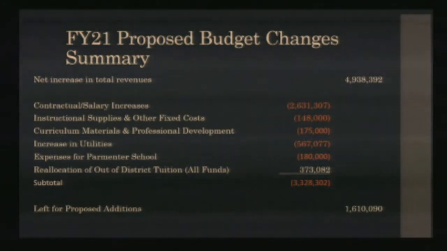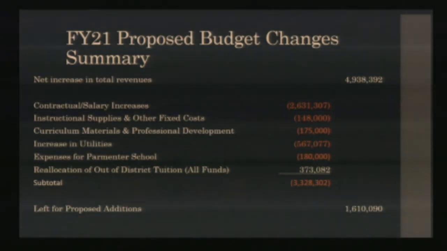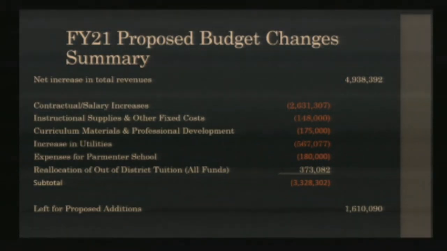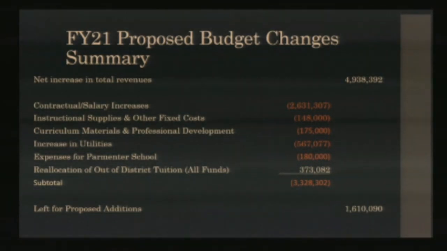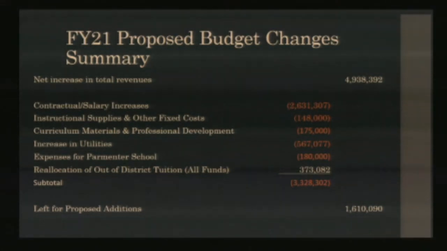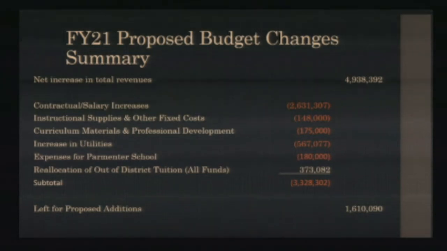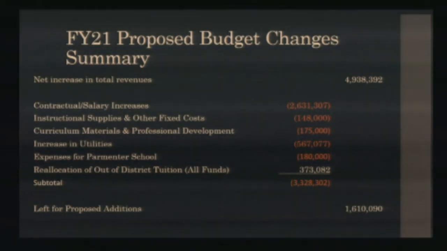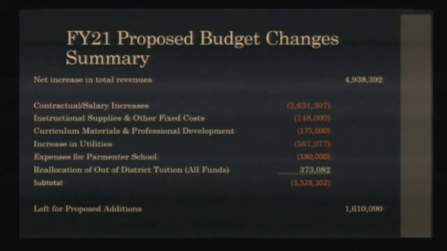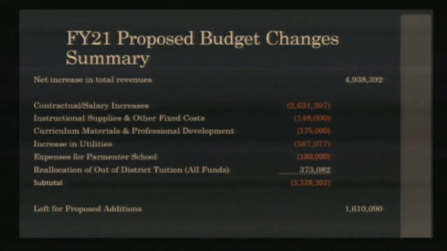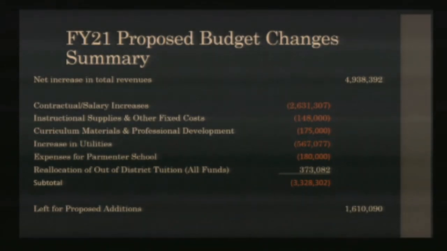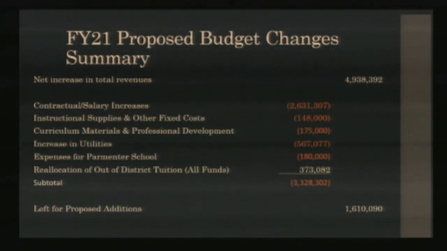The $175,000 that I've already previously discussed is going to be coming out of foreign exchange, which is for the additional curriculum materials and professional development to help improve instruction. And then the increasing utilities: a little over a $300,000 increase of utilities on the town appropriation fund, and $250,000 that will be focused on the revolving fund.